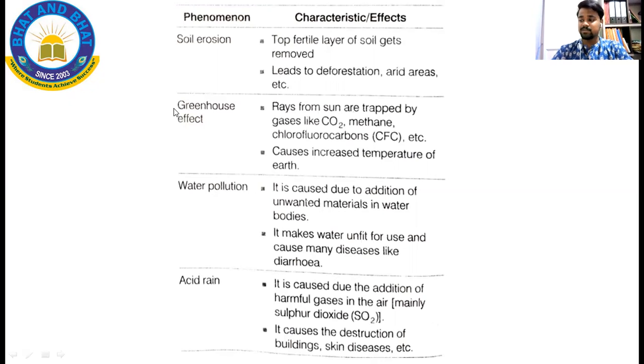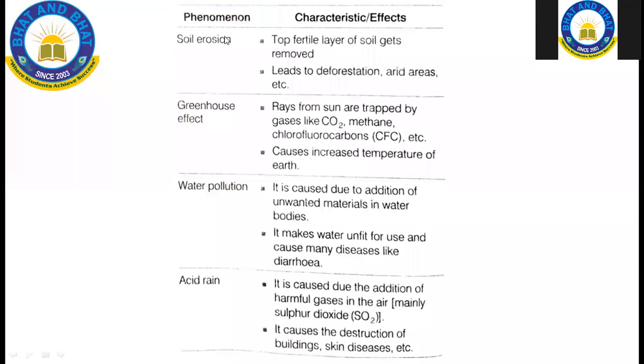So what is the greenhouse effect? It is when the rays from the sun are trapped by gases like carbon dioxide, methane, and CFC. Remember, CFC is also released from refrigerators and air conditioners. Clear now? Now, please expand the full form of CFC, everyone. All of you, expand the full form of CFC.